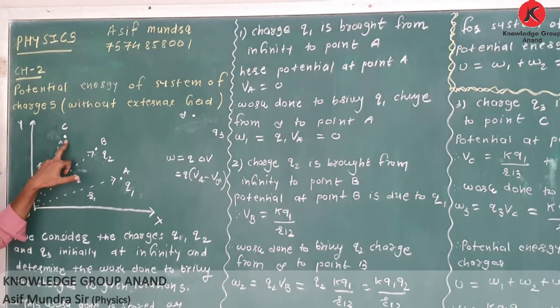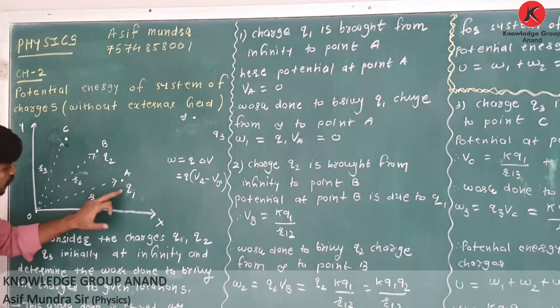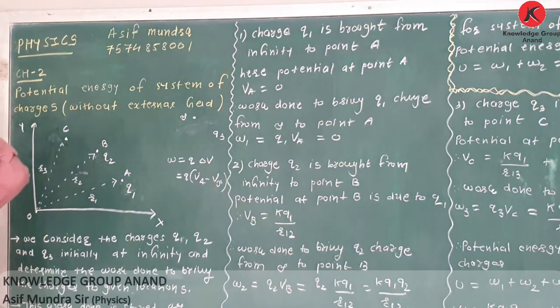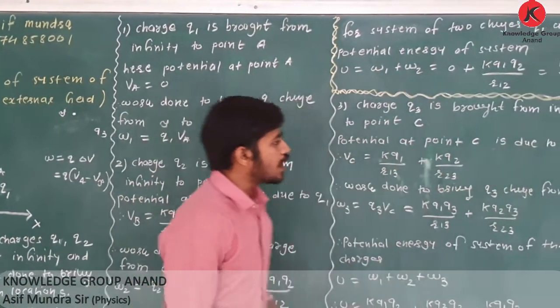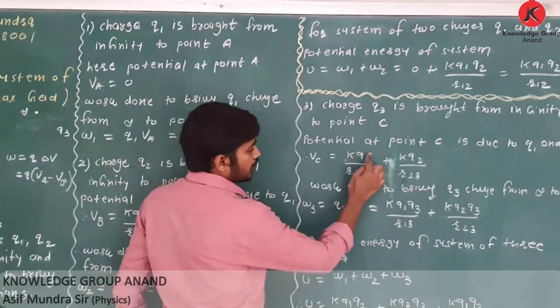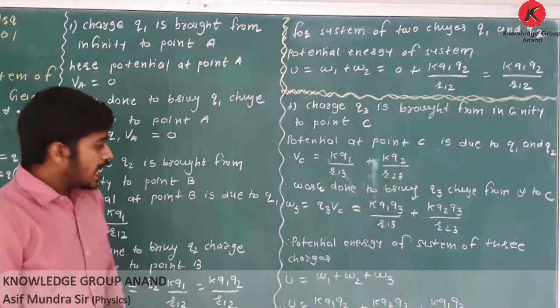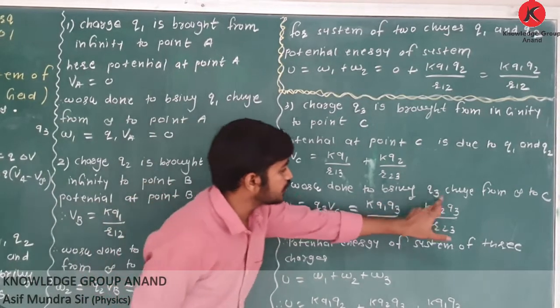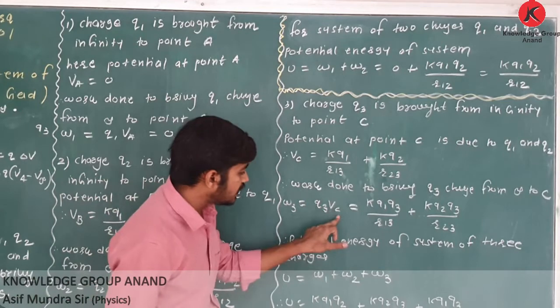Now at point C, is there any potential? Yes, due to Q1 and Q2. So at point C, potential is due to Q1 and Q2. How to write? Potential at point C is due to Q1 and Q2. So VC is equal to KQ1 upon R13 plus KQ2 upon R23. And if the work done to bring Q3 charge from infinity to C is W3, then it is equal to Q3 VC.